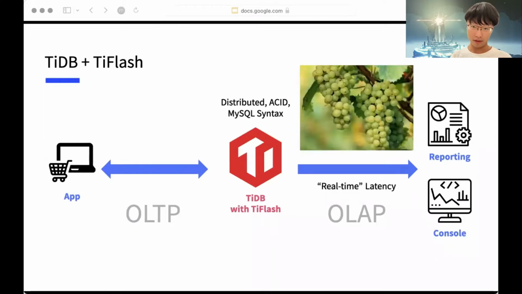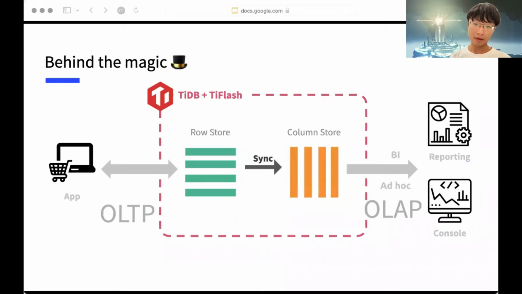And what's more, your analytical queries can read fresh data. The latency is not hours, minutes, or seconds. It is real time. So how does this magic happen? Under the hood, the TiDB and TiFlash combination use two different storage formats to store the data. One is row storage and the other is columnar storage. These two storage engines synchronize the data in real time using the Raft consensus protocol.